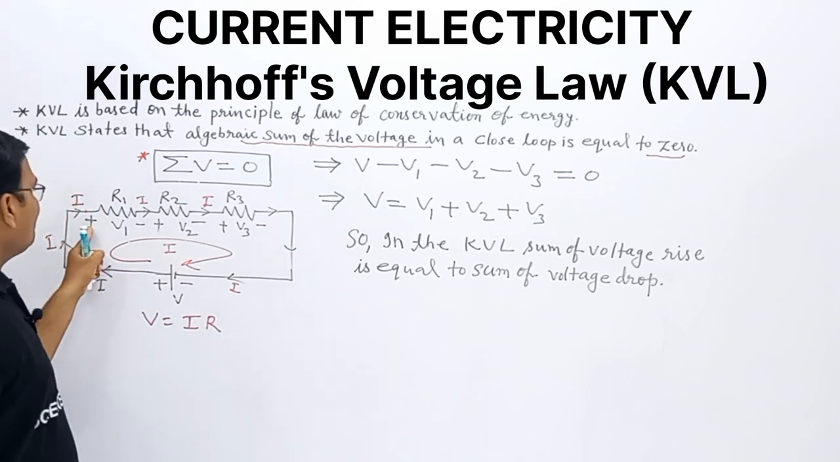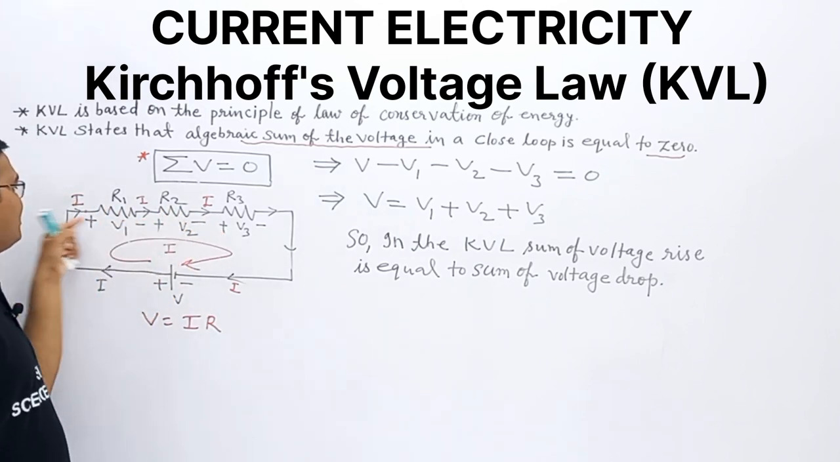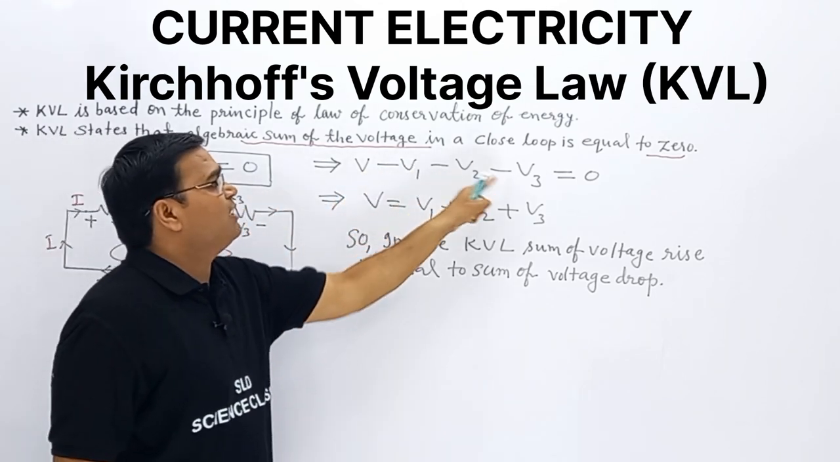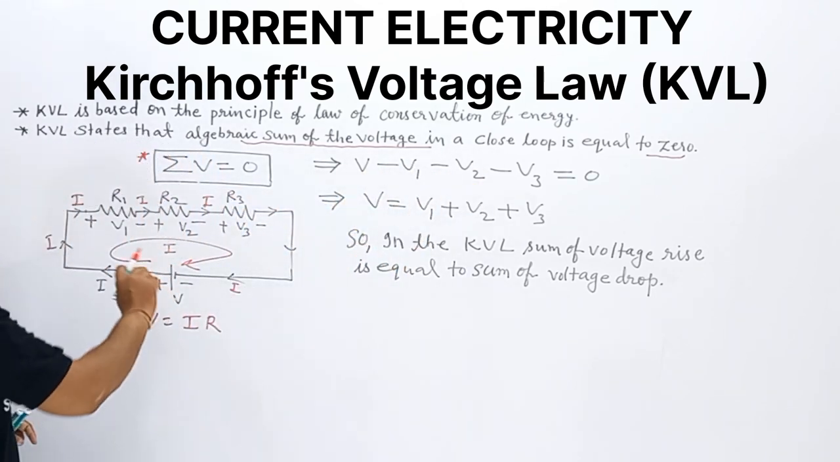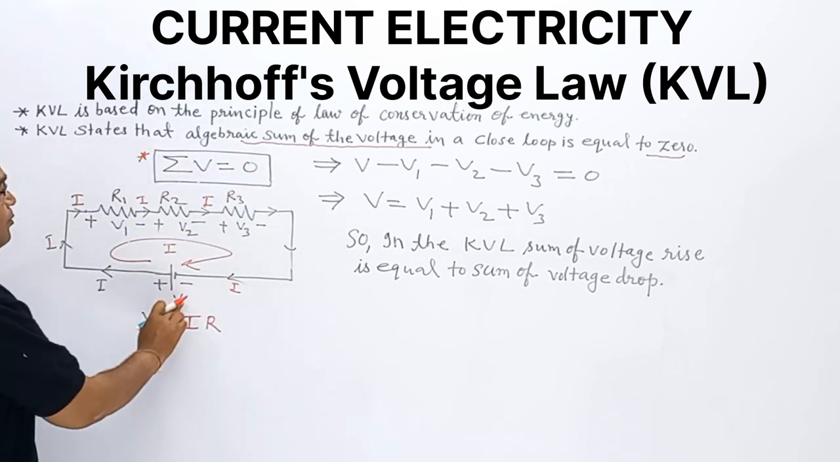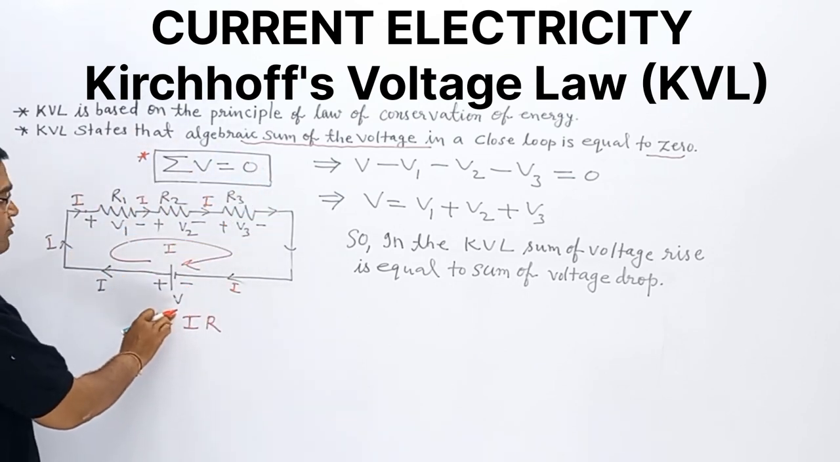Now this is positive, this is positive, this is positive. Here current is entering the positive terminal. It means what will the sign of voltage be? Negative, so we will take negative, negative, negative. Are you observing or not? Once current enters the negative terminal, the sign of voltage will be positive.